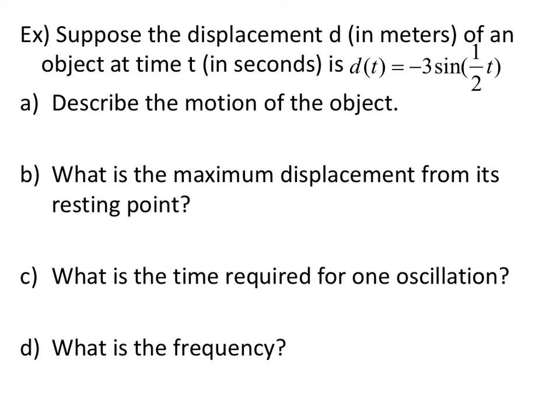We're given the equation for something in simple harmonic motion. d of t is equal to -3 sine of 1/2 t. We know that displacement is in meters and that time is in seconds. And we have some questions that we want to answer. So first thing we want to know is to actually describe the motion of the object.